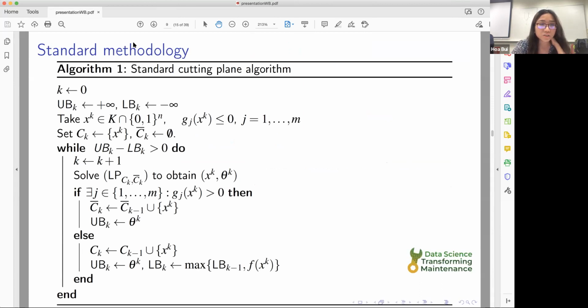So that's why the standard approach for the cutting plane algorithm is as follows. First, you start at 0, then you update the upper bound and lower bound, and then you choose a feasible point. Then you add that to CK, which means you generate a feasibility cut or an optimality cut to check if X k is optimal or not. Then you check the stopping condition, that upper bound equals lower bound. Then you solve the linear problem to obtain X k, theta k, to obtain another solution. If this solution is not feasible, then you generate a feasibility cut. If feasible, then you generate an optimality cut and update the lower bound and upper bound.